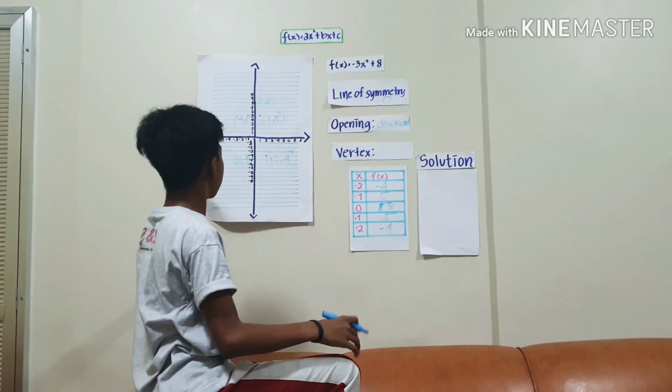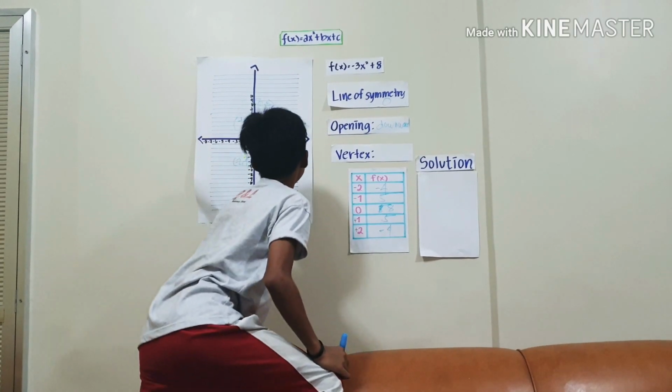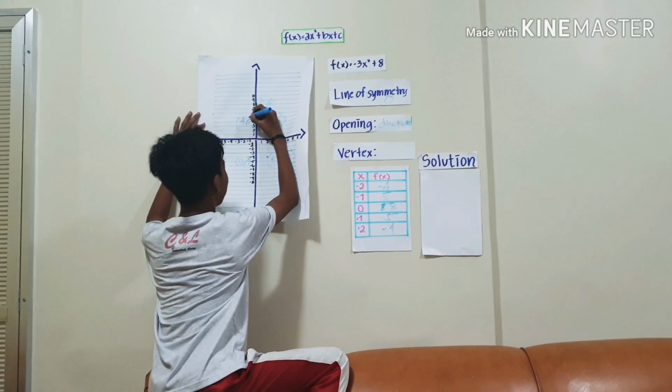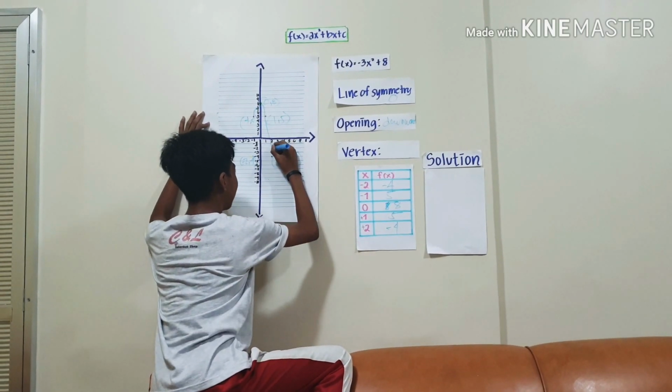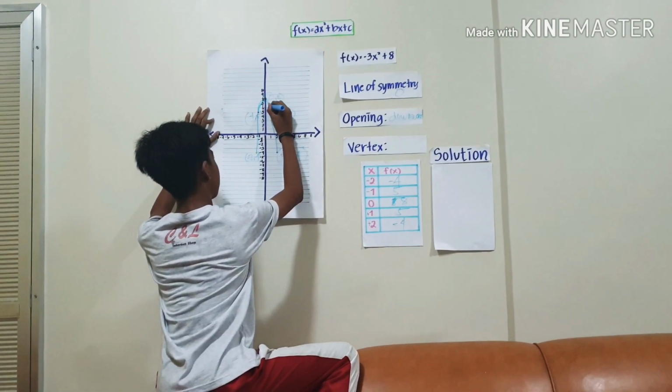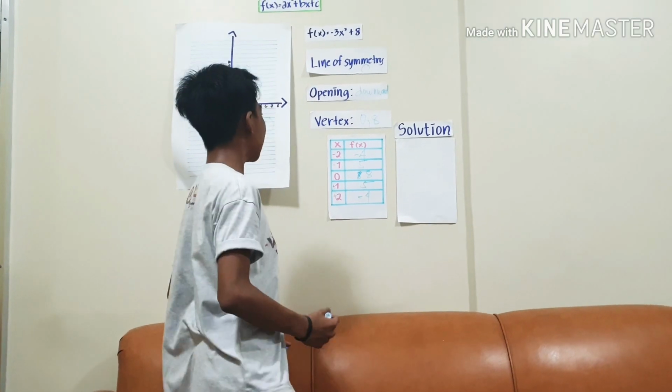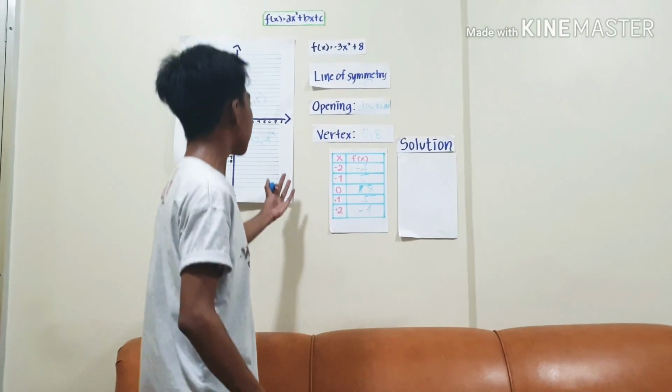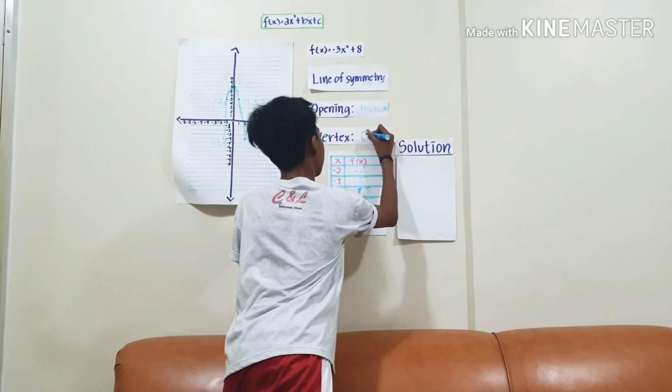And combining all of the points. And lastly, the vertex of the equation is (0, 8).